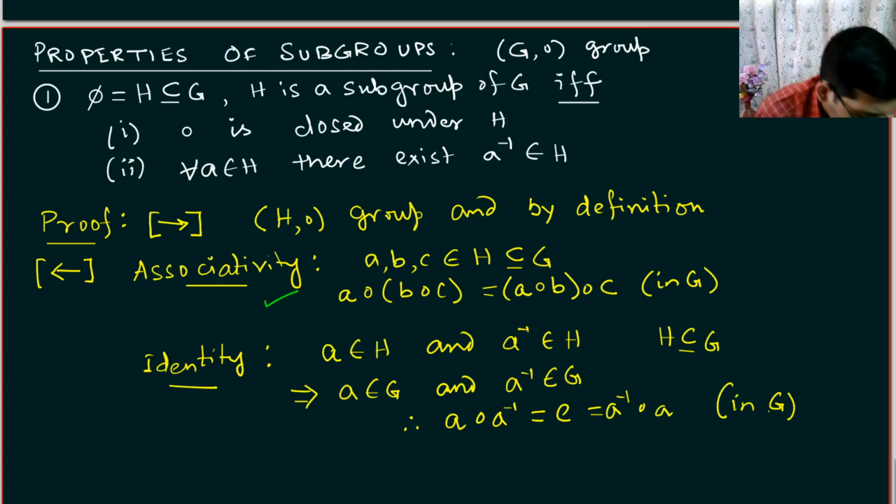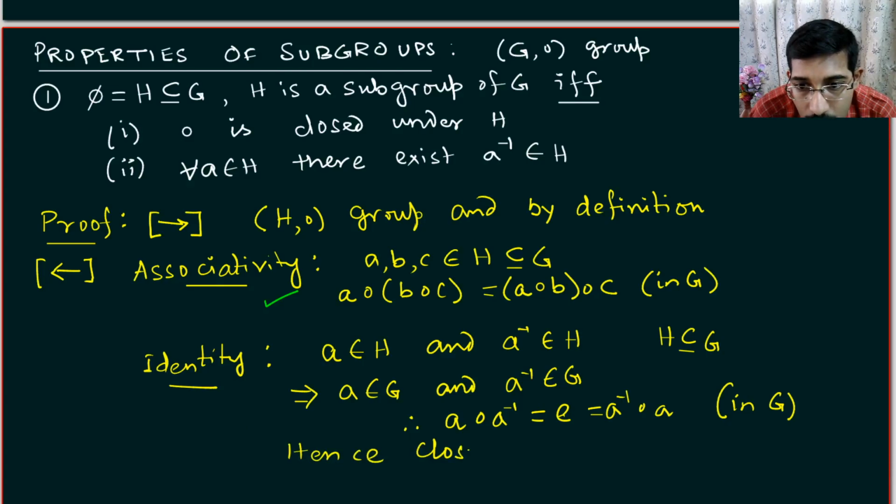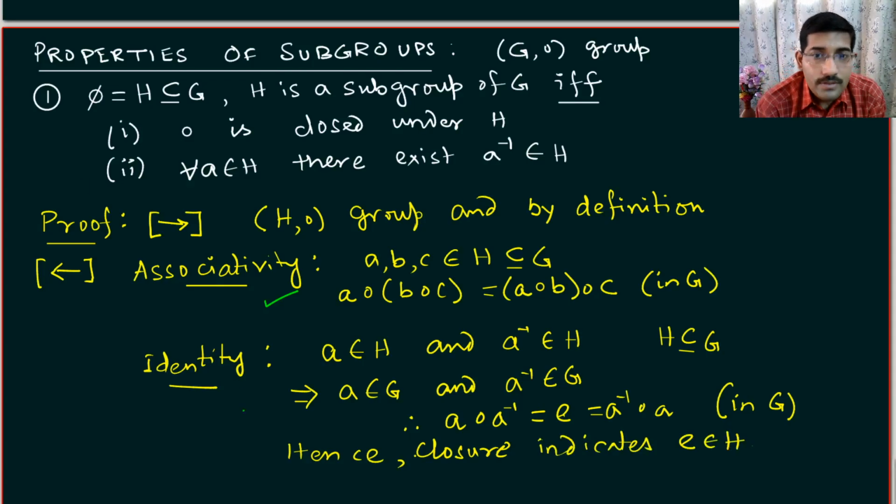Once I can operate it and form E in G, I can say that since my E must be inside G, because these two will form an element inside G as well, hence closure indicates E must also belong to H. So this proves the identity of the group. So hence everything is proved.